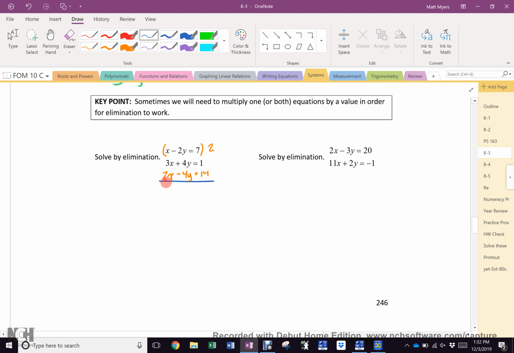So what do I get now? What's 3x plus 2x? 5x. Y disappears. What's 1 plus 14? 15. What does x equal? 3.